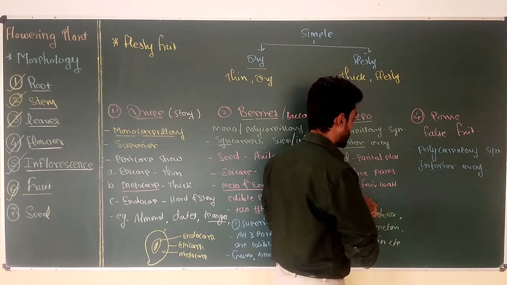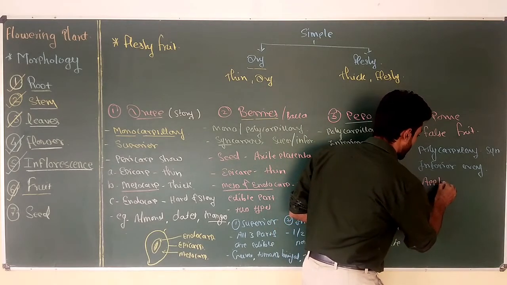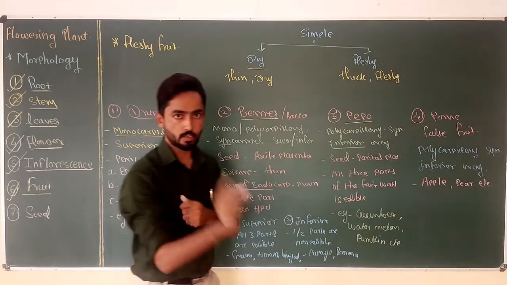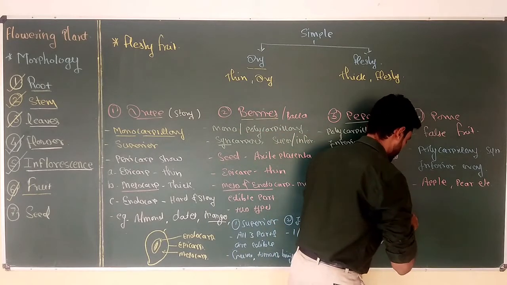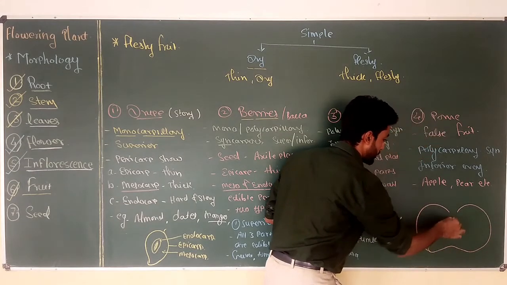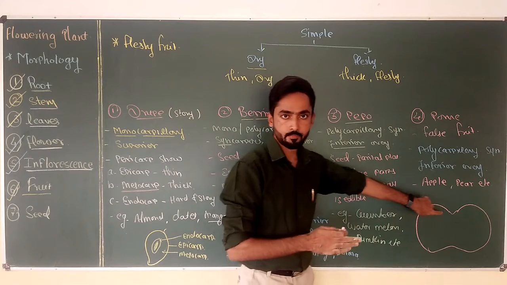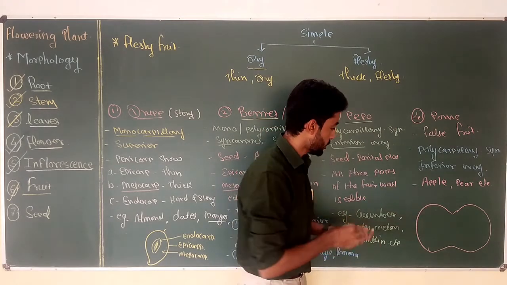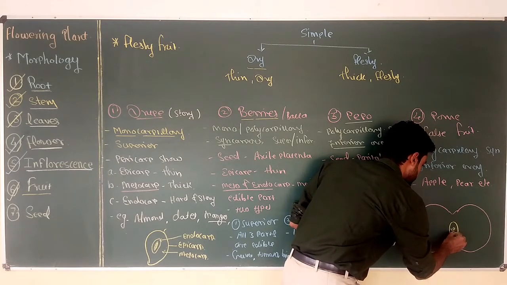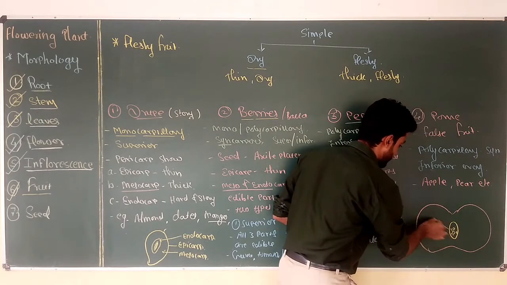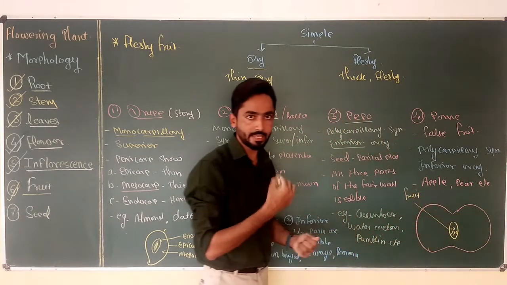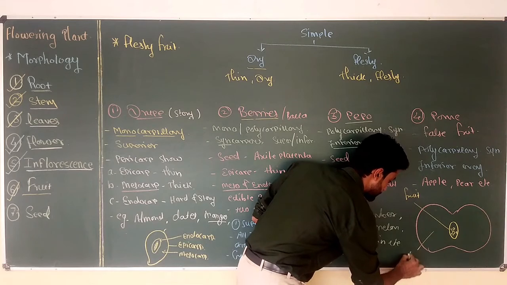And the example of the pome is apple, pear, etc. Now, if we draw the apple, in that case, now suppose this is the apple, okay, transverse section, and now the middle portion of the apple shows seeds, and this is the actual fruit. Okay, and the outer covering that we normally eat is nothing but the thalamus.